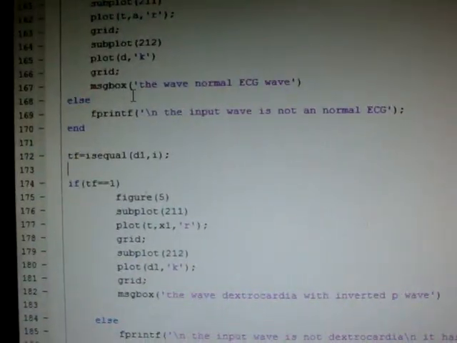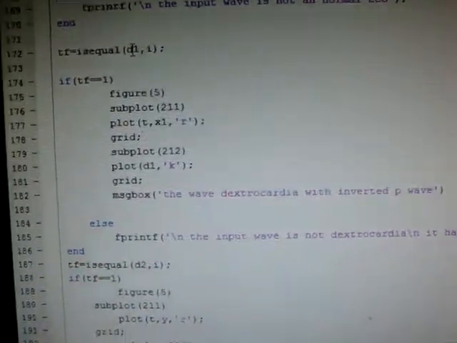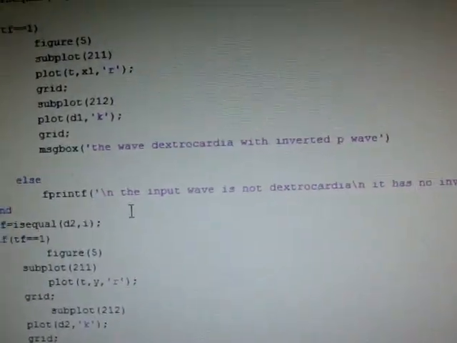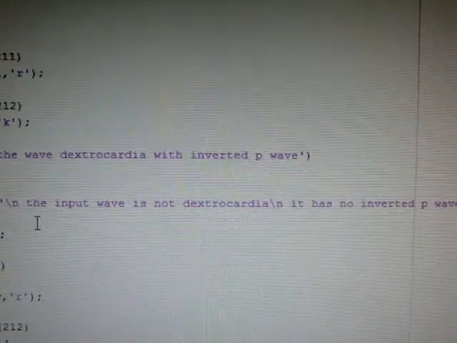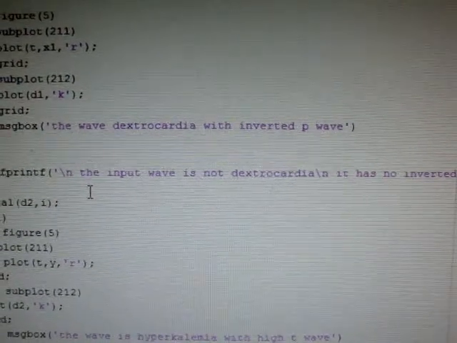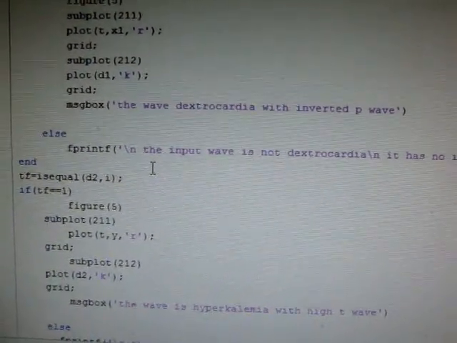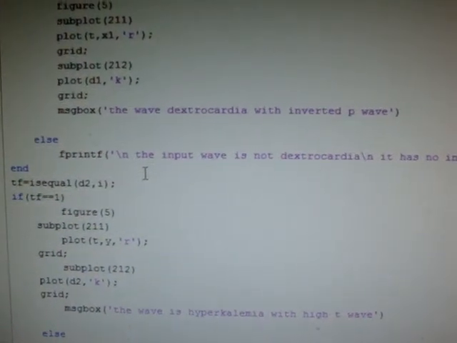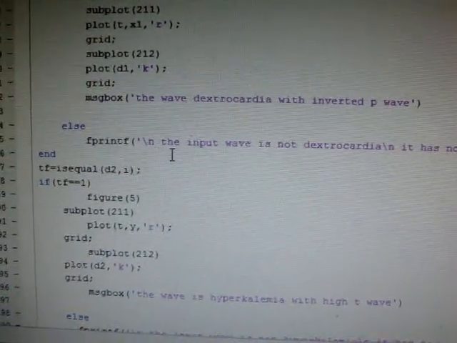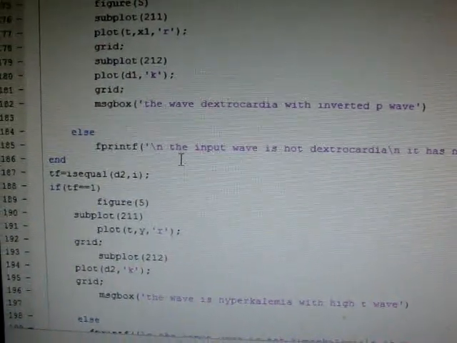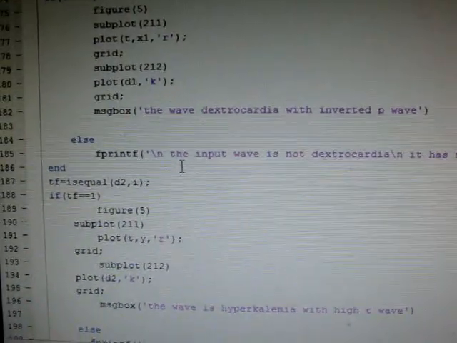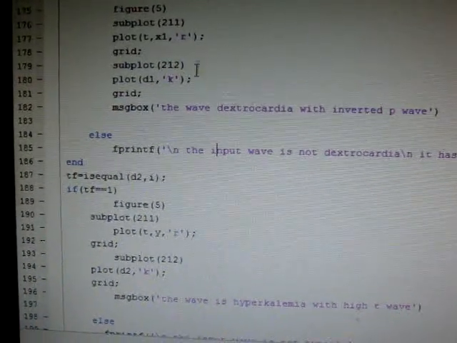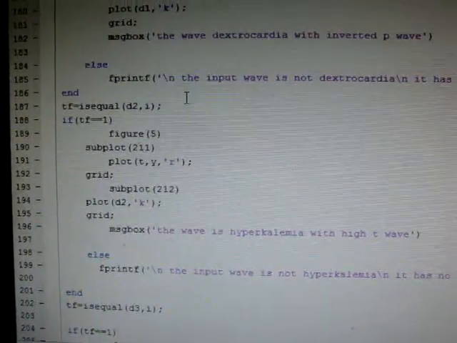When comparing the normal ECG wavelet to dextrocardia, since both are not equal, we get the output saying the input wave is not dextrocardia since it has no inverted P wave. The basic difference between normal ECG wave and dextrocardia is that dextrocardia has the presence of a negative P wave, which is completely different from the normal ECG, which has a positive P wave. Since the wavelets are different, they are not equal, and hence we get the output saying that it's a normal ECG. And the same process continues along.